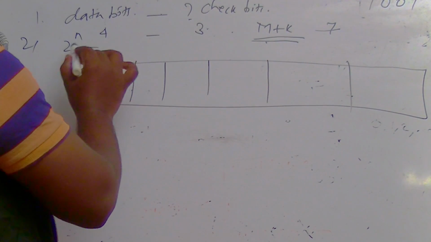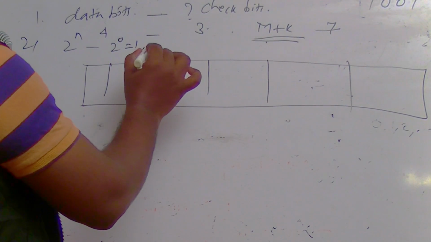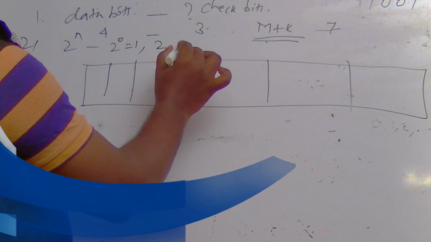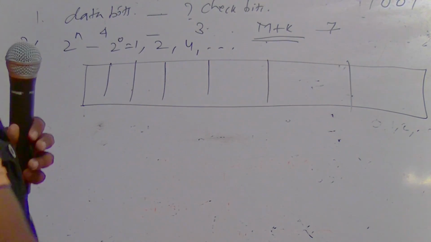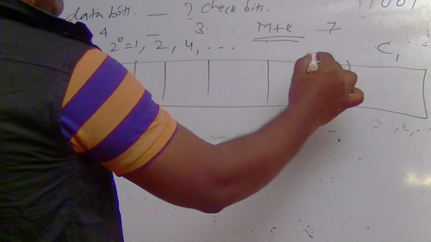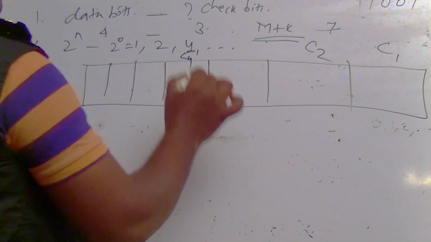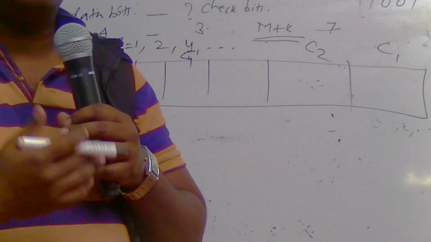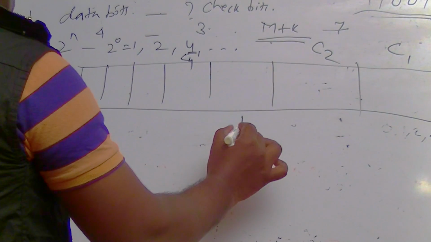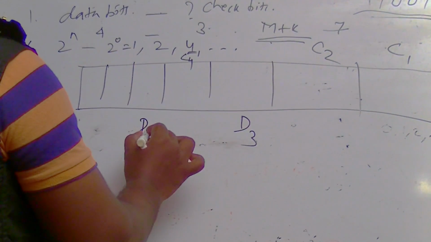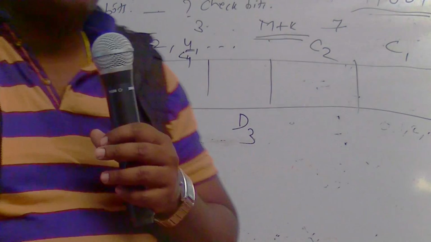Just substitute the values n is 0, 1, 2. So 2 power 0 is 1, 2 power 1 is 2, and 2 square is 4 and so on. We need only 3 check bits. So the check bits are C1, C2 and the 4th bit, C4. The remaining positions are data bits. We need 4 data bits, so we put D3, D5, D6 and D7. This is how we are going to arrange.